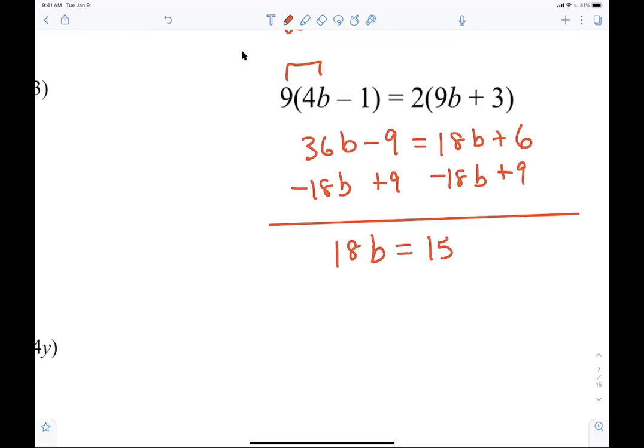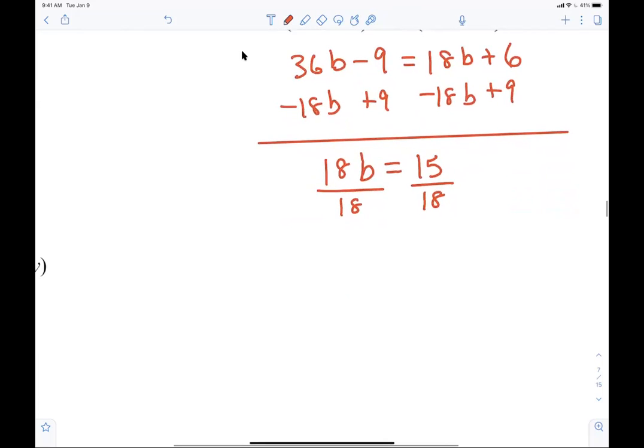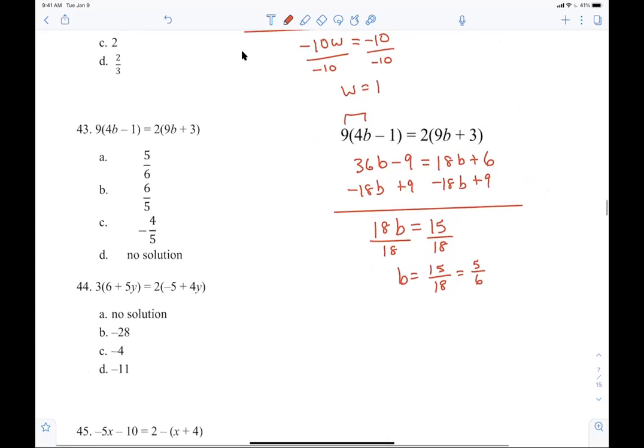All right, now we divide both sides by 18. And now, does everybody see the fraction, right? B equals 15 over 18. And now I reduce by what? Yes. So if I reduce by 3, I end up with 5 over 6. Good work. All right, but you see it now, right? Molly, thank you.